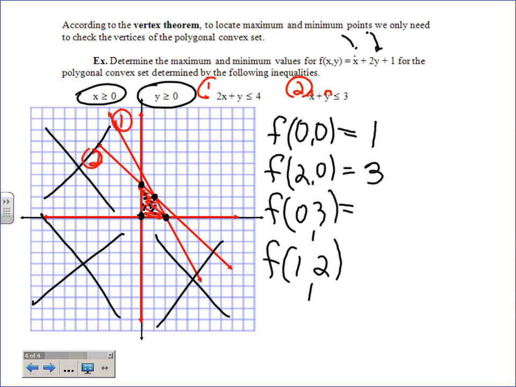0, 3. 0 in for x. 3 in there makes it a 6. So 7. And well, it doesn't matter what order you do them. Yeah. 1, 2. So you put 1 in there, you put 2 there, makes it a 4. So you get 6.